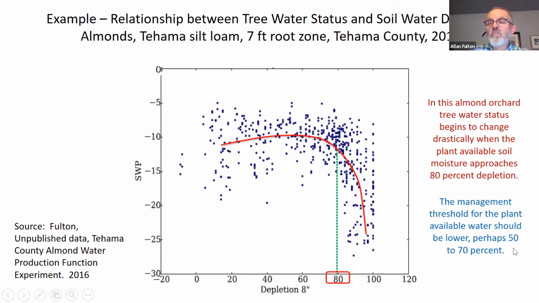So from this experience, it would suggest that a management allowable depletion or threshold on the order of somewhere between 50 and 70% of your total plant available water would be in front of when the pressure chamber would more steadily indicate true tree water stress. And so a 50 to 70% management allowable depletion or threshold would be somewhat of a pre-threshold, allowing you to anticipate when the pressure chamber levels are going to start changing drastically.